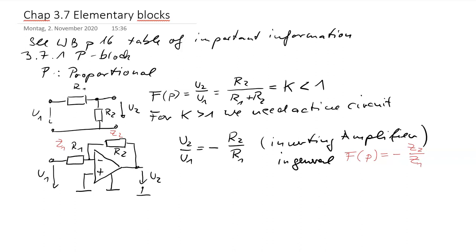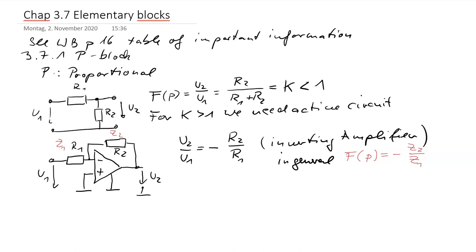The advantage of this amplifier is that I have a ratio of two impedances for the filter function. So it is very simple to get the inverse filter function by just exchanging Z1 with Z2. Then I have the inverse filter, which is not possible with the well-known non-inverting amplifier, where we have a different equation, not this with the minus sign. It is not possible just to exchange these two inputs to get a non-inverting amplifier.